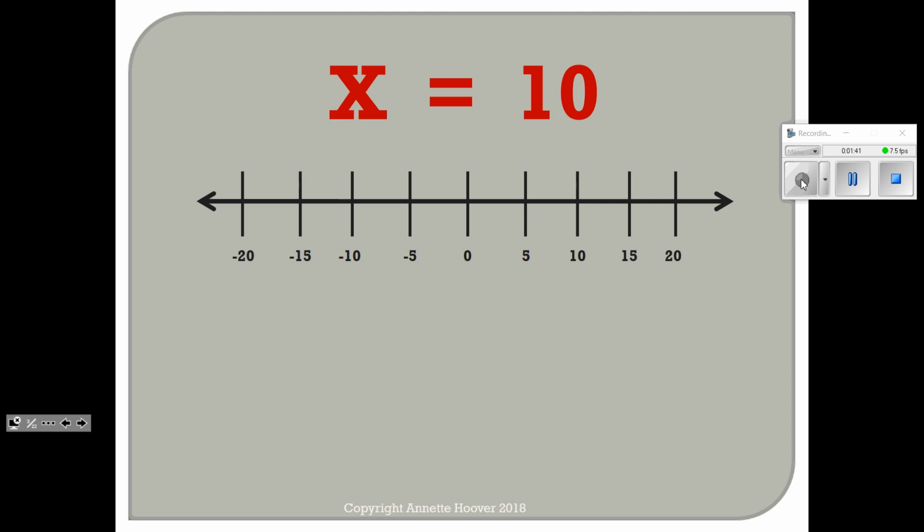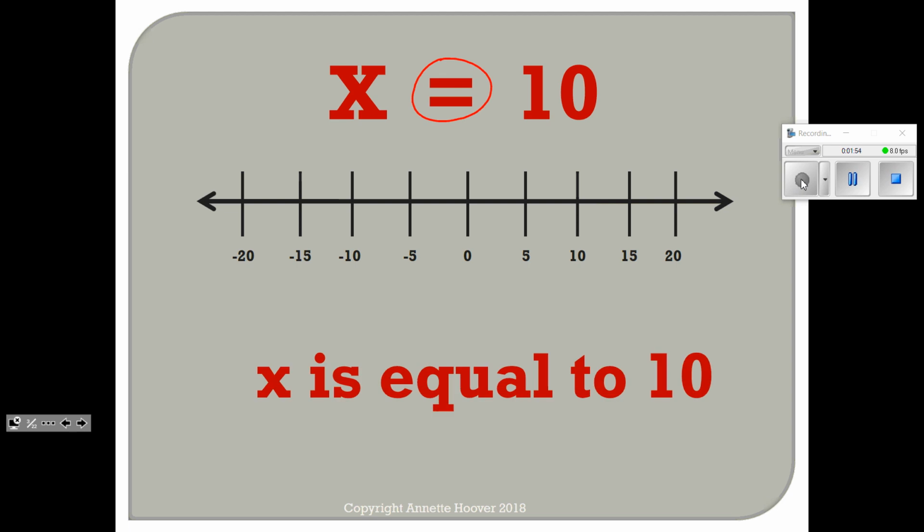So if I were to ask you to graph x equals 10, we are using an equal sign. So there's only one solution. If I were to ask you to graph that on a number line, you would simply do it with a single point filled in on 10 on a number line. And that reads x is equal to 10. So if you're taking your notes, this is what you write. X is equal to 10. And then you show how you graph it there on the number line.